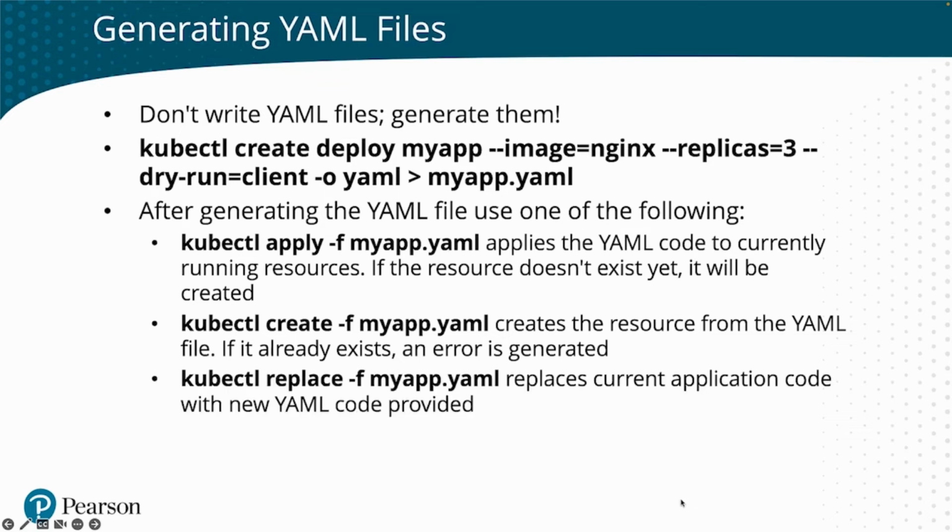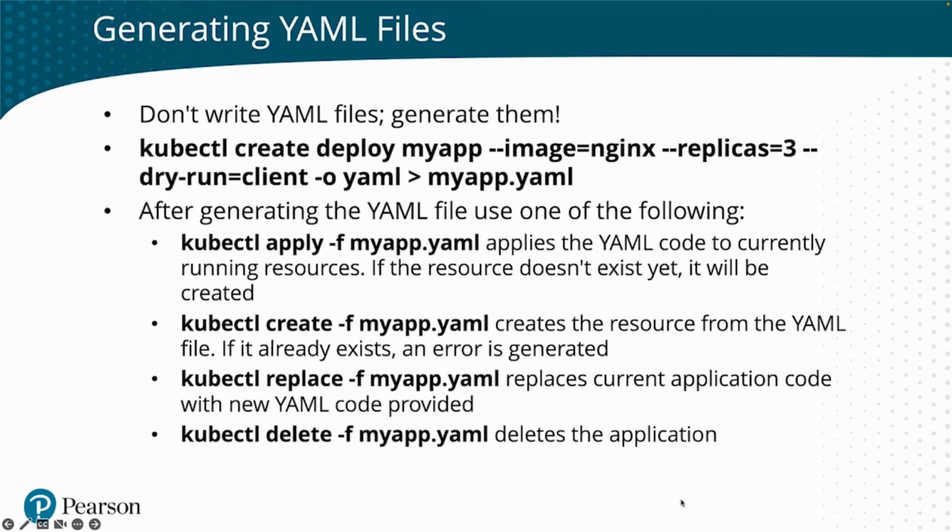kubectl replace -f will try to replace the current application code with the new YAML code that is provided. My advice, go for either apply or create. These are the most straightforward. Also convenient is kubectl delete -f. And that will delete the application exactly in the way that you have created it in the YAML file. That is particularly convenient if you have a YAML file that is creating a whole bunch of application components.